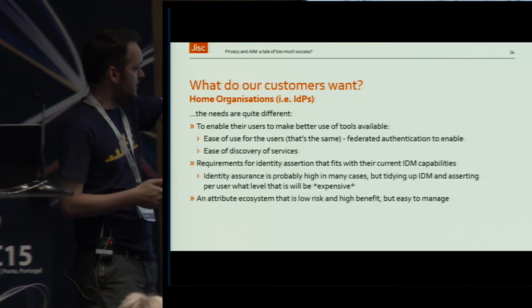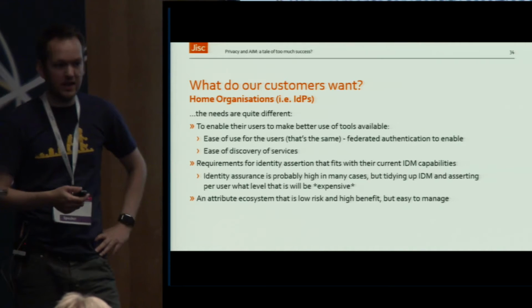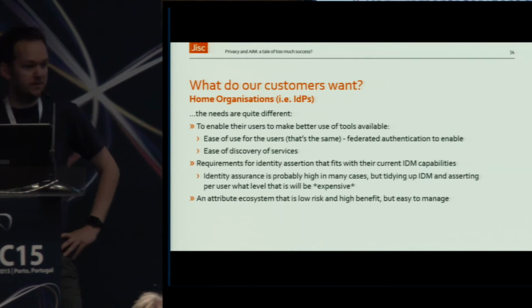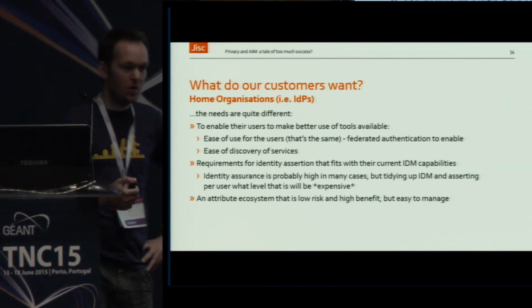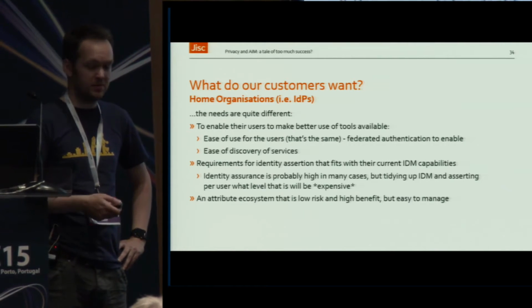So ultimately, what IDPs want is an attribute ecosystem that's low risk, high benefit, easy to manage, and fits within their current capabilities, or where they need to increase their capabilities will move slowly enough that people can adapt.